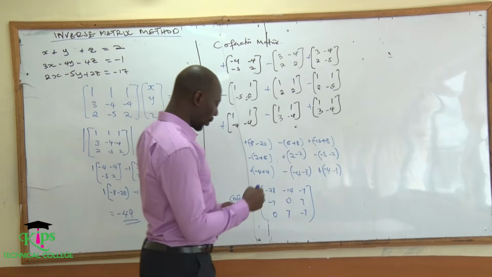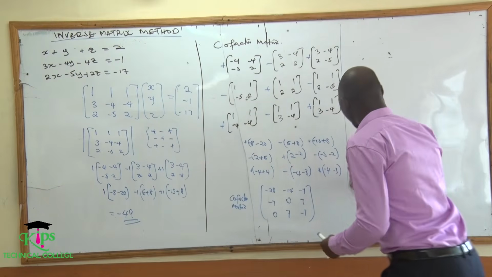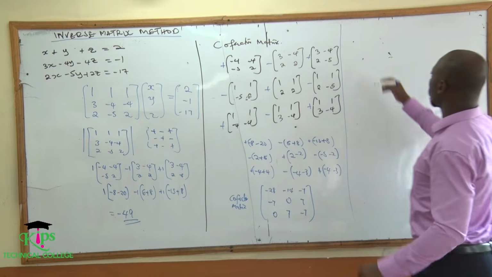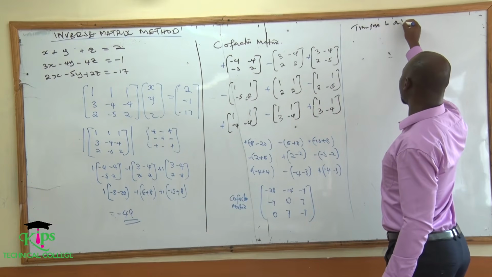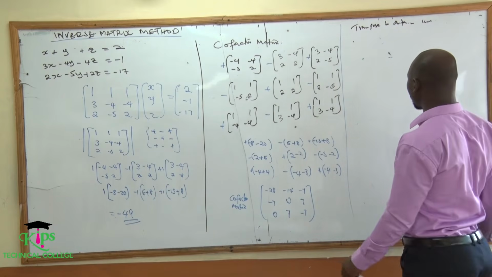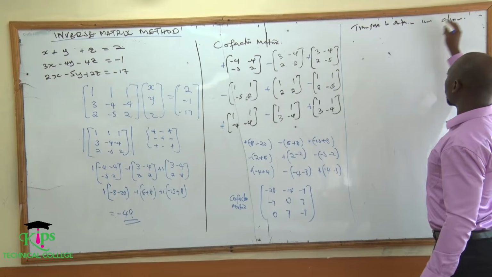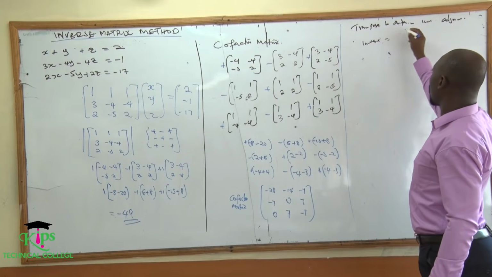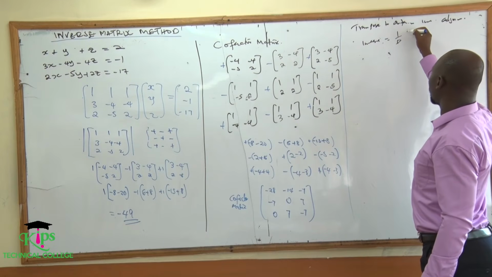So we need to get what we call the adjoint. To get the adjoint of a 3 by 3 matrix, we transpose to get the adjoint. So if you transpose, you change the rows and columns to get the adjoint. After getting the adjoint, then the inverse of the matrix is given as 1 over the determinant times the adjoint.